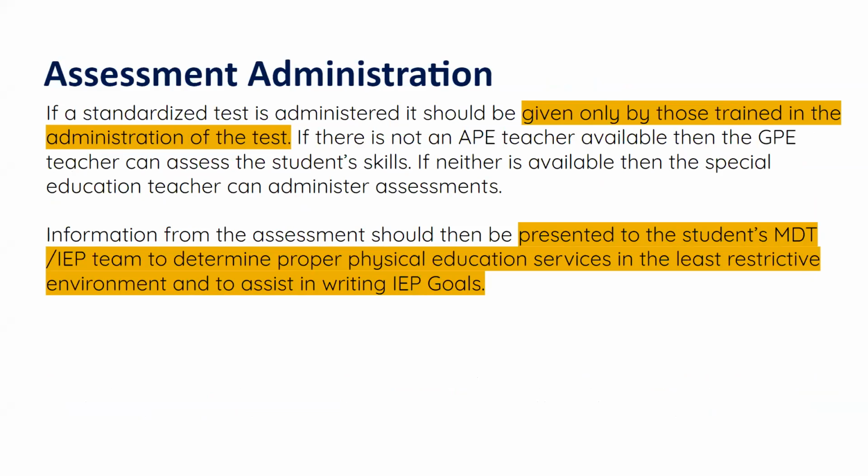If not, then we would want to see if the general physical education teacher could provide that assessment, knowing that that is a person who has specific education and training in the area of physical and motor skill development. And then finally, if neither of those people are available, your special education teacher is able to administer those assessments. That assessment information should be presented as part of the MDT or IEP to help determine what services and what kind of restricted or non-restricted environment those might be served in.